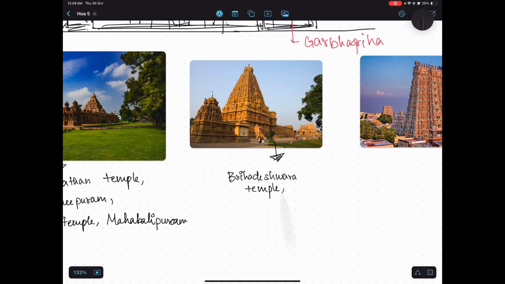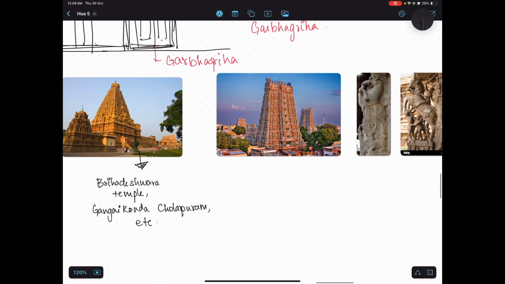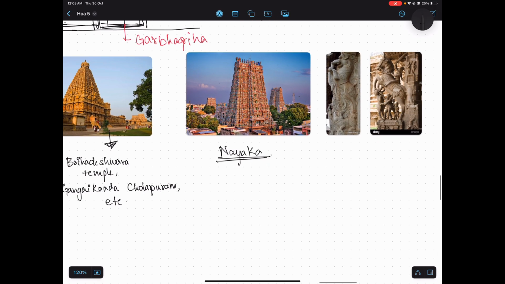Other temples include Gangaikonda Cholapuram, etc. By the way, this is also inscribed as a UNESCO World Heritage Site. Then comes our Pandya period, which is mostly in the regions of Madurai, and it is also called the Nayaka style. So Madurai, this is Madurai Meenakshi Amman temple.